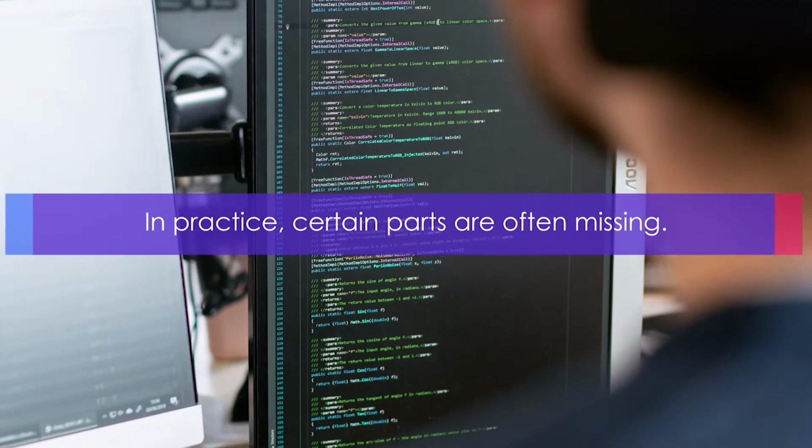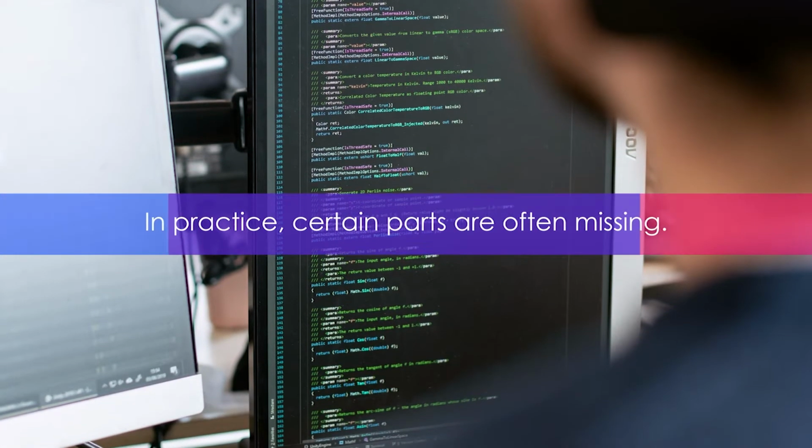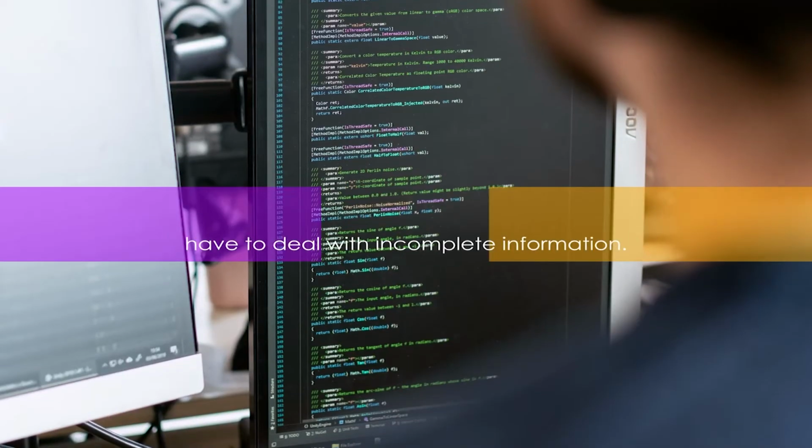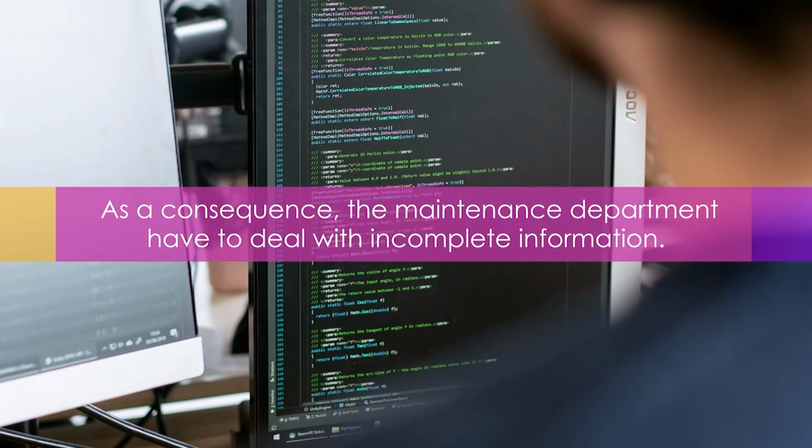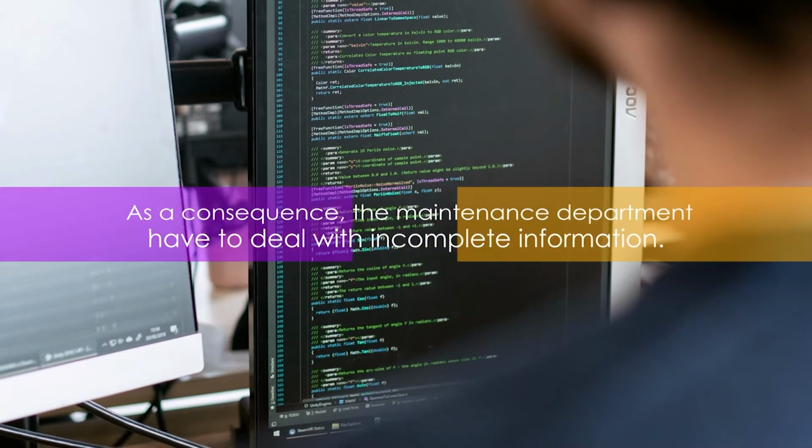In practice, certain parts are often missing. So these particular things, the whole documentation, are not being prepared in some contexts or are only partially prepared in others, and those documents are also not being transferred from the development to the maintenance division. As a consequence, the maintenance department has to deal with incomplete information.